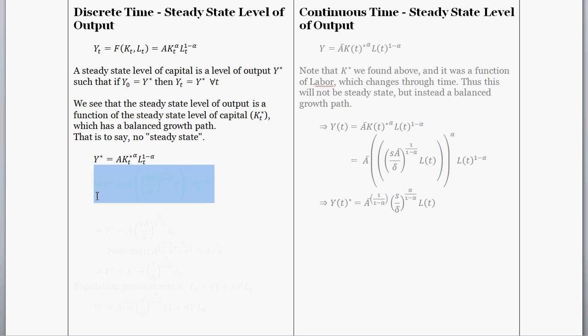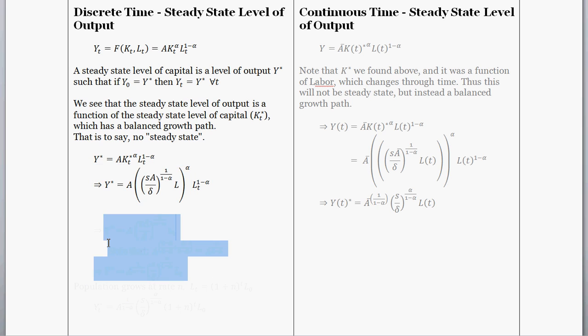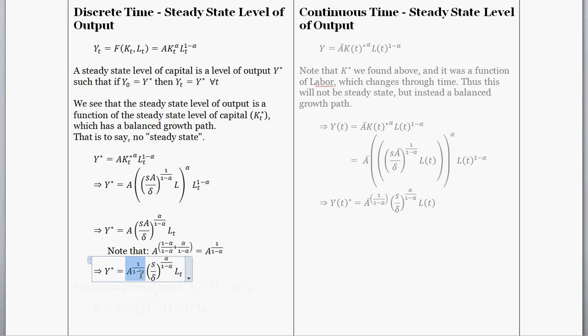So how do we do that? Well, above we found K star. Remember, K star was equal to this stuff right here. So we're plugging that into K star, and then we'll take care of labor in a second. So solving through this, we get down to this equation. We get that output is going to be equal to total factor productivity raised to this exponent times the savings rate divided by delta raised to this exponent times the labor supply.